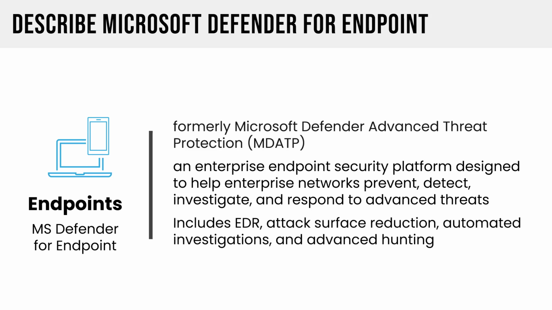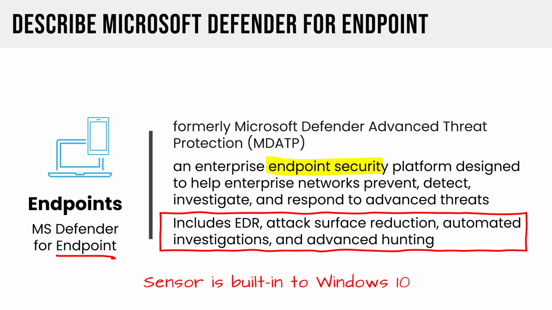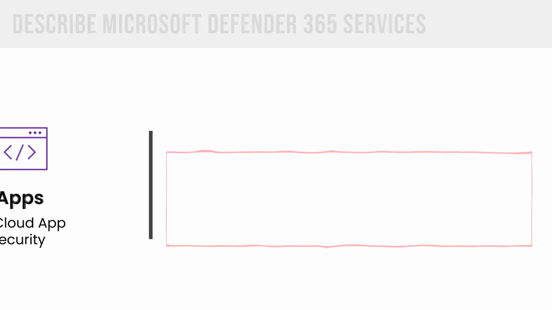And it includes EDR capability, that endpoint detection and response, attack surface reduction, automated investigations, and advanced hunting. That automated investigations and advanced hunting capability, very significant and one of the key elements that you want to remember for the exam. When you see automated investigations and advanced hunting, chances are they're talking about Defender for Endpoint. Incidentally, the center for Defender for Endpoint is built into Windows 10. You're really more or less toggling a switch to enable that capability on Windows 10. It was then expanded through various means to other types of endpoints.